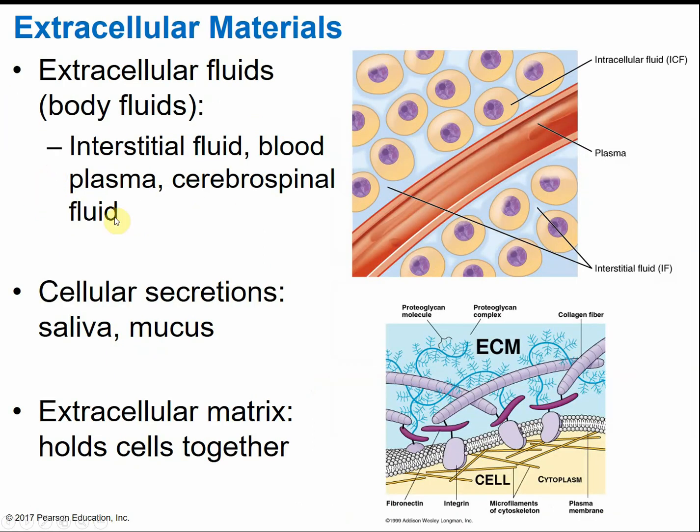Extracellular materials are things that are outside the cell. So extra meaning outside. So things like body fluids, interstitial tissue fluids, blood plasma, cerebrospinal fluid are all examples of extracellular body fluids, as well as cellular secretions like saliva and mucus, as well as the extracellular matrix that helps to hold our cells together.